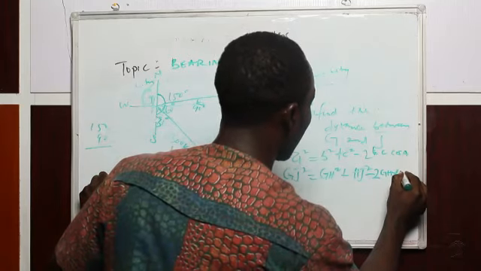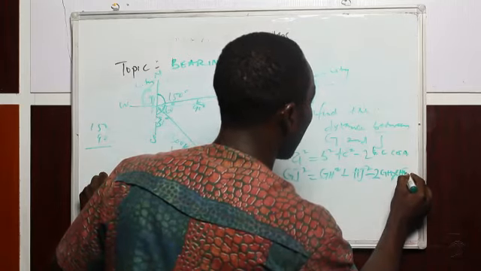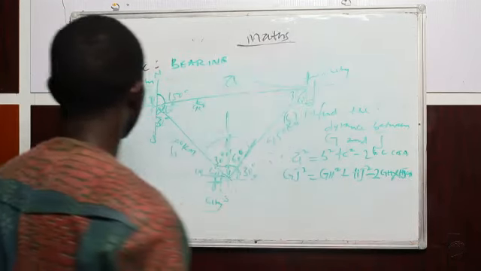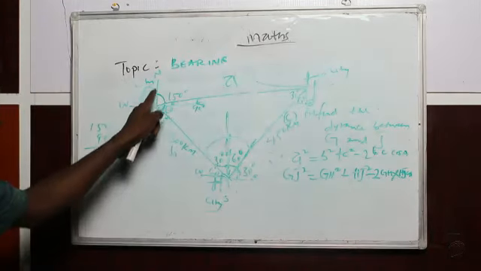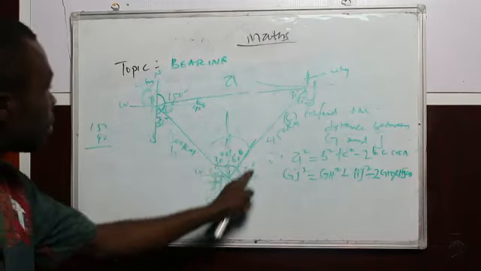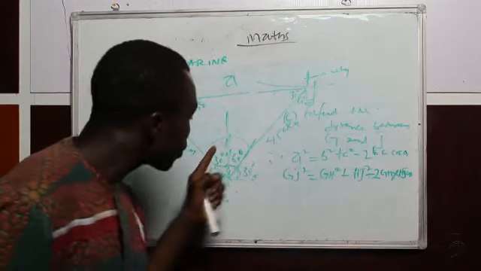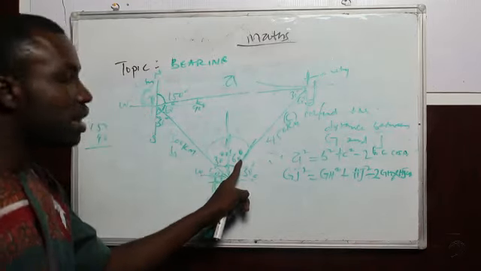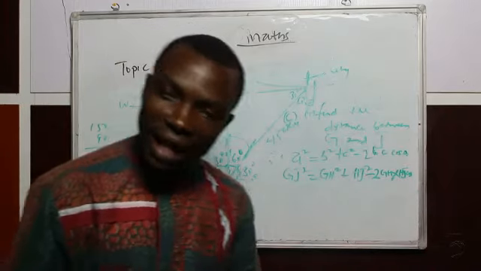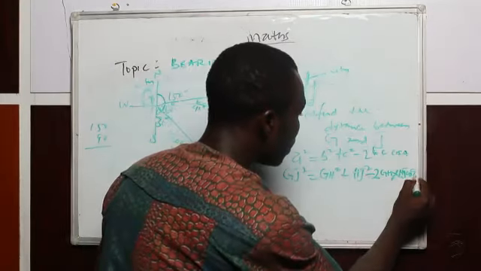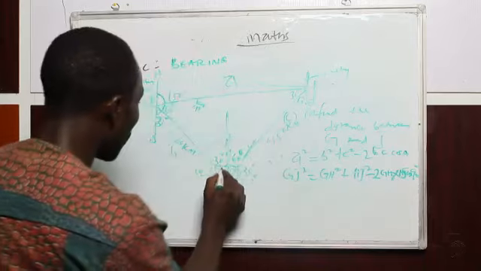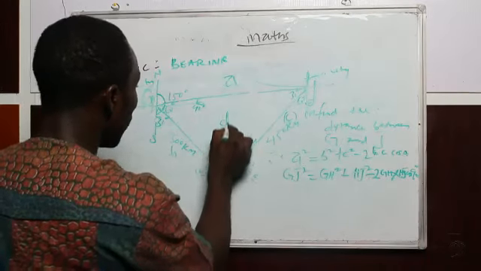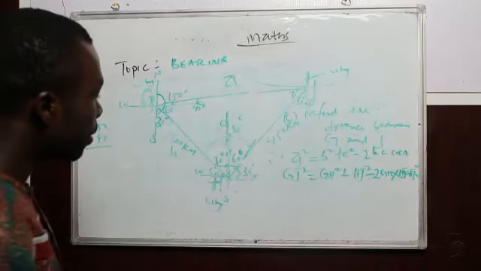times HJ cos, what is the angle that lies between this A here? That is why I said 30 plus 60 degree, which will give us 90 degree, cos 90 degree. This is the sum of the angle 30 degree, 60 degree, which will give us 90 degree.